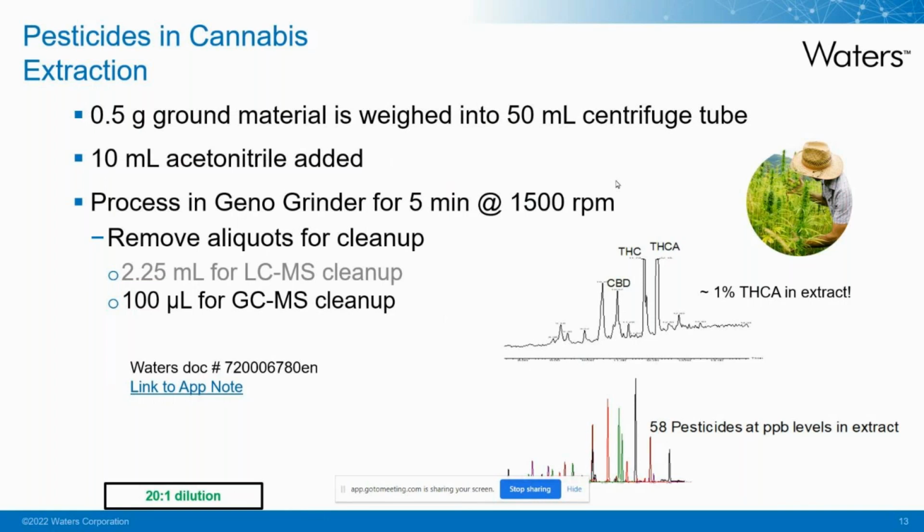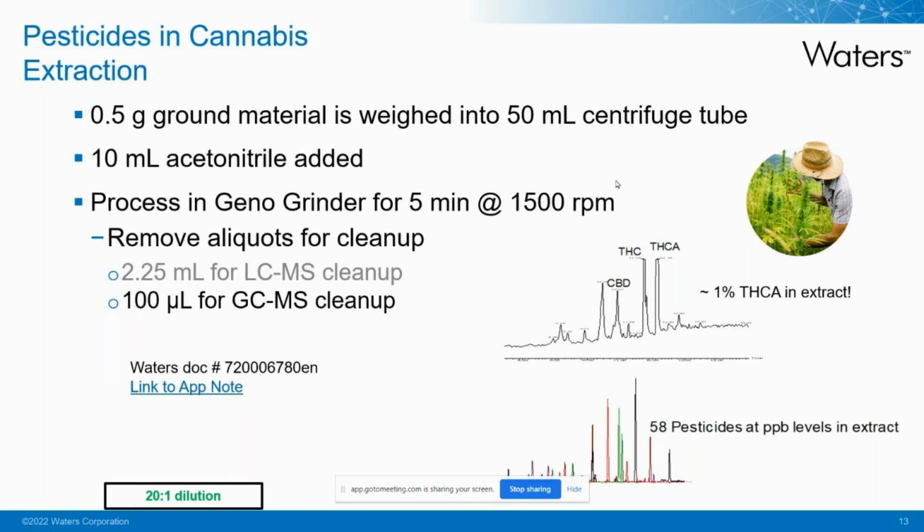To match with that, we often have a very generic sample prep. In this example, the cannabis extraction is very simple. It's basically ground up and shaken with acetonitrile. We're going to take a portion of that for both LC and GC cleanup after this initial extraction. There was an application note published on this, and I've included a link. This initial step amounts to a 20-to-1 dilution of the sample, from 0.5 gram into 10 mils.